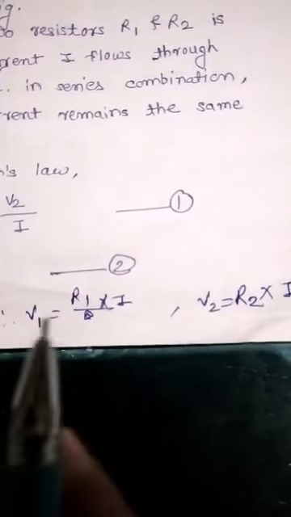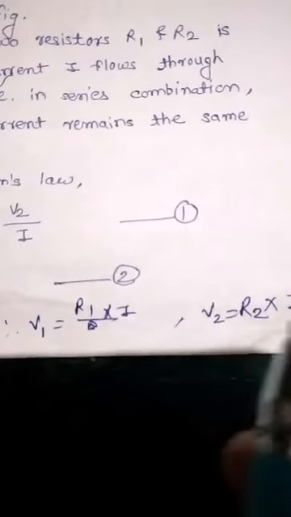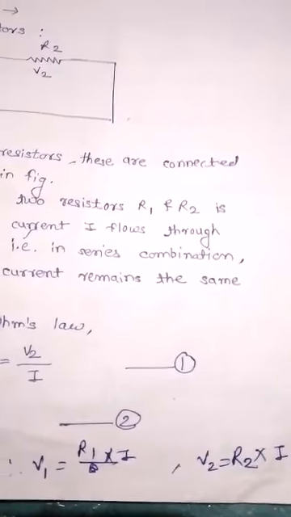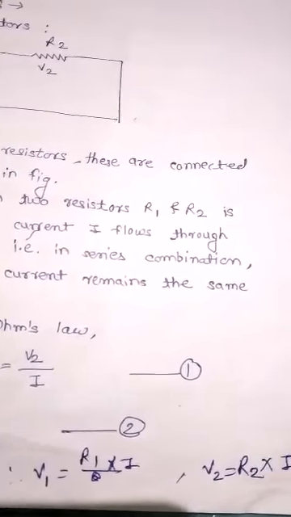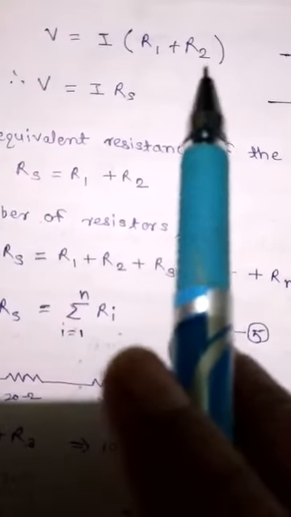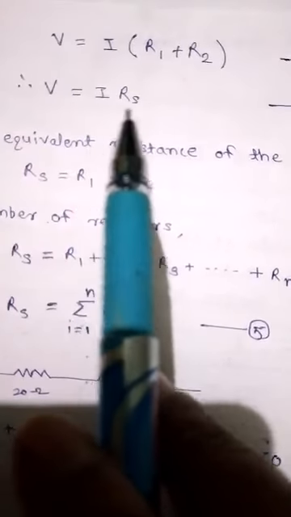So we get V1 is equal to R1 into I and V2 is equal to R2 into I. So we get V is equal to I into R1 plus R2. So V is equal to I RS.